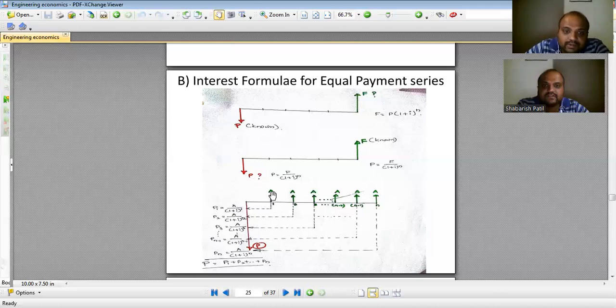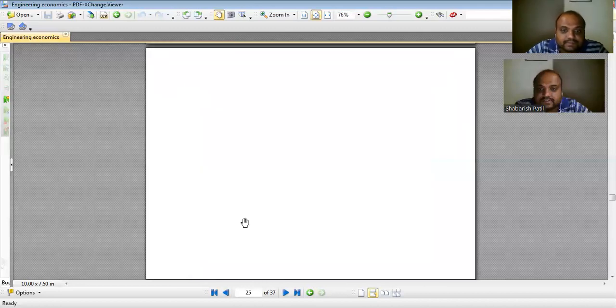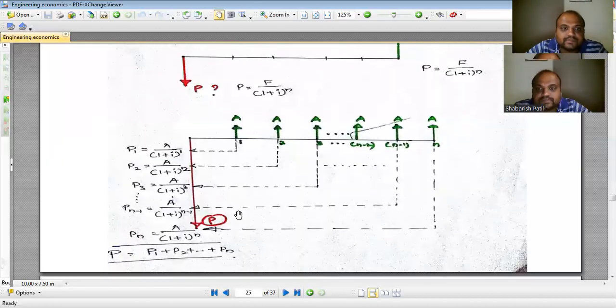So what will happen to this A? At the 0th time, my principal amount will be P1, and P1 will be equal to A divided by (1 plus i) raised to n. This A value is equivalent to the P1 value at the 0th time. And what is that P1 equal to? It is A divided by (1 plus i) raised to n.